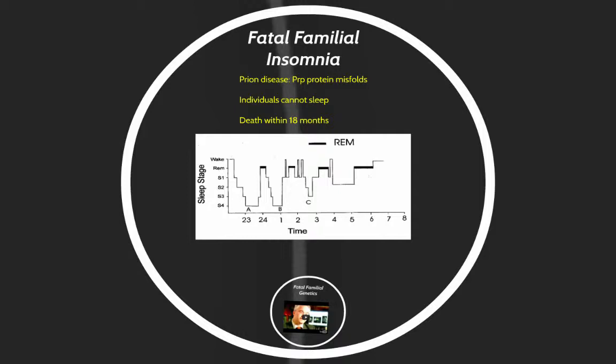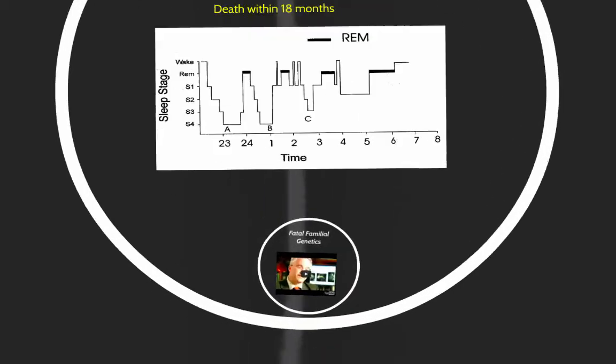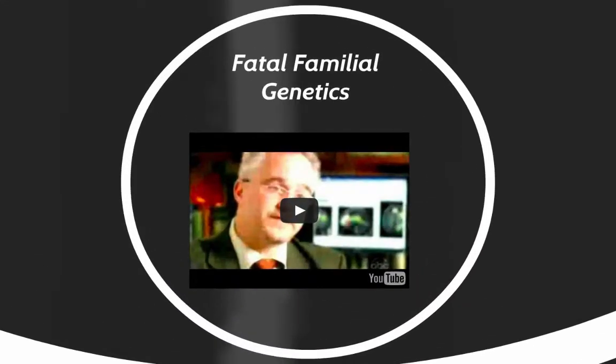They cannot sleep, and they will not sleep. This insomnia begins around 20 to 30 years of age in some, and around 50 to 60 in other forms. After presenting these insomniac symptoms, patients typically die within 18 months. Here's a video that I will show on Blackboard as a link, so you will be able to watch the video in full related to fatal familial insomnia.